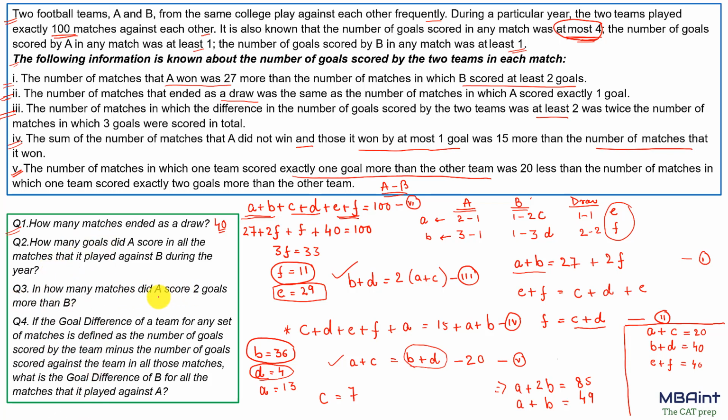In how many matches did A score 2 goals more than B? So everything is just seeing what we need to sum up. So I'm not answering these, because the whole pain was to get the value of all these variables. So 5 equations you must have drawn, but another equation which you people would have missed would be this equation, that summing all the wins of A and B plus the draws equals 100. So 6 variables, that's easy.